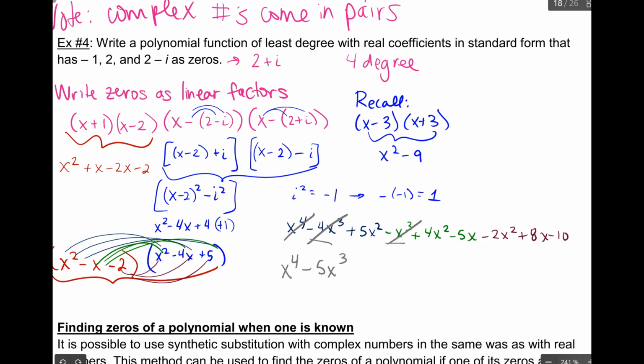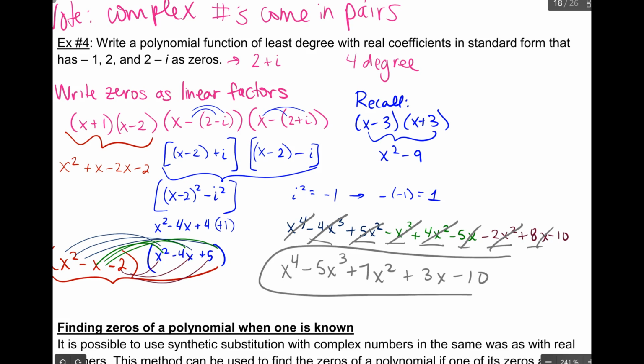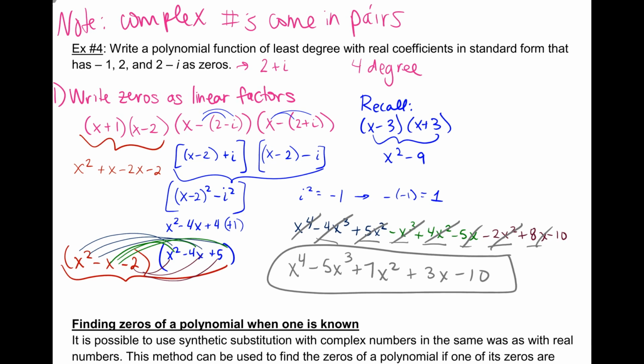Alright, my x to the 2nd terms, so 5x to the 2nd plus 4x to the 2nd, that's 9x to the 2nd, minus 2, so that's plus 7x to the 2nd. Just trying to go through and go exponent by exponent. Okay, now I'm getting closer. Negative 5x plus 8x is plus 3x, and then I just have minus 10 at the end. Awesome, so that's in standard form. It goes from highest exponent to lowest. So you can totally do this.